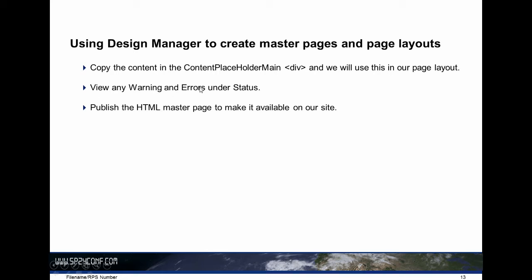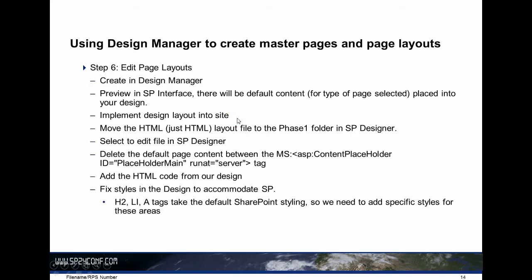So if we have any warnings and errors, we'll be able to see that, and if we publish the master page, it'll be available on our site. Now, once we've incorporated our HTML master page into SharePoint, and we have it working correctly how we want it to be, and we've adjusted our content, this could be fine if we wanted to create pages based off of this, or we might only have one page. We can use this and be done with it.